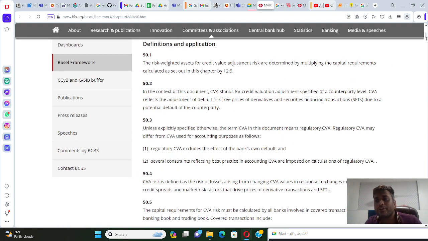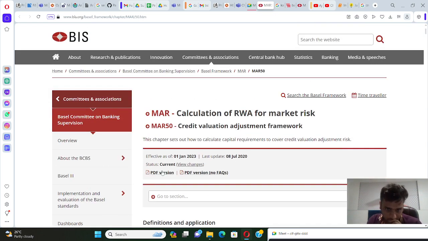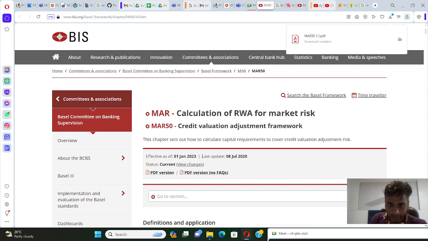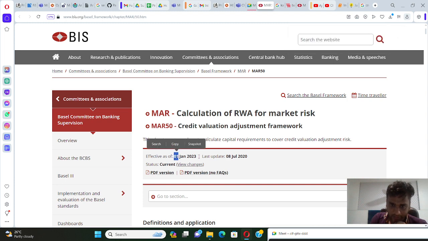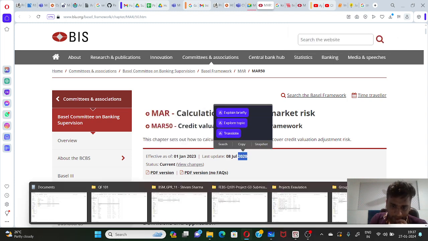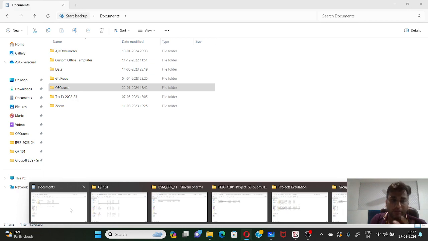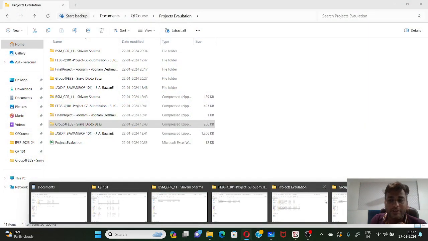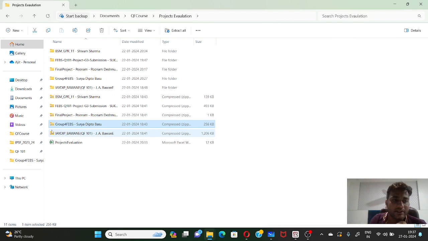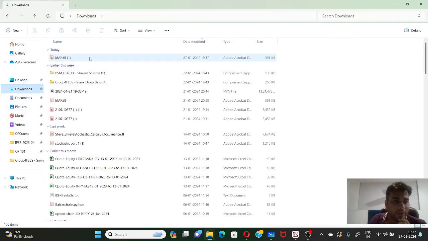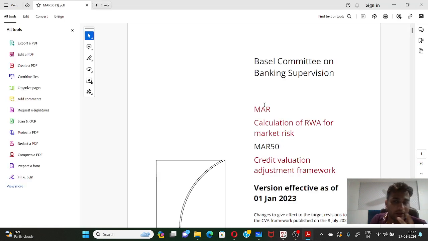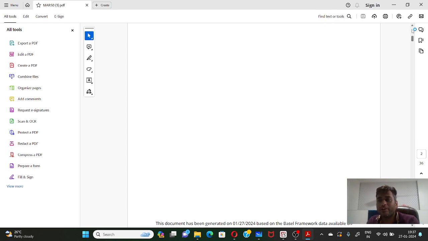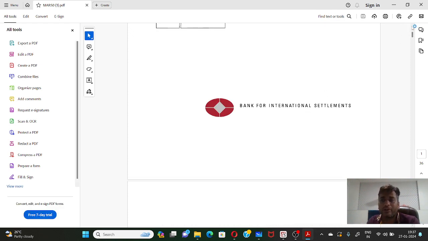Let me open a PDF version of it. This is how they put it. This is effective as of 1st Jan 2023, last updated 8 July. There will be consultations and white papers published by them, then industry experts will give their opinions, saying this works, that doesn't work, this is good, that's not good. After a lot of consultation, they will come up with a white paper like this. This is the finalized version, published by the Bank of International Settlements, one of the regulators.